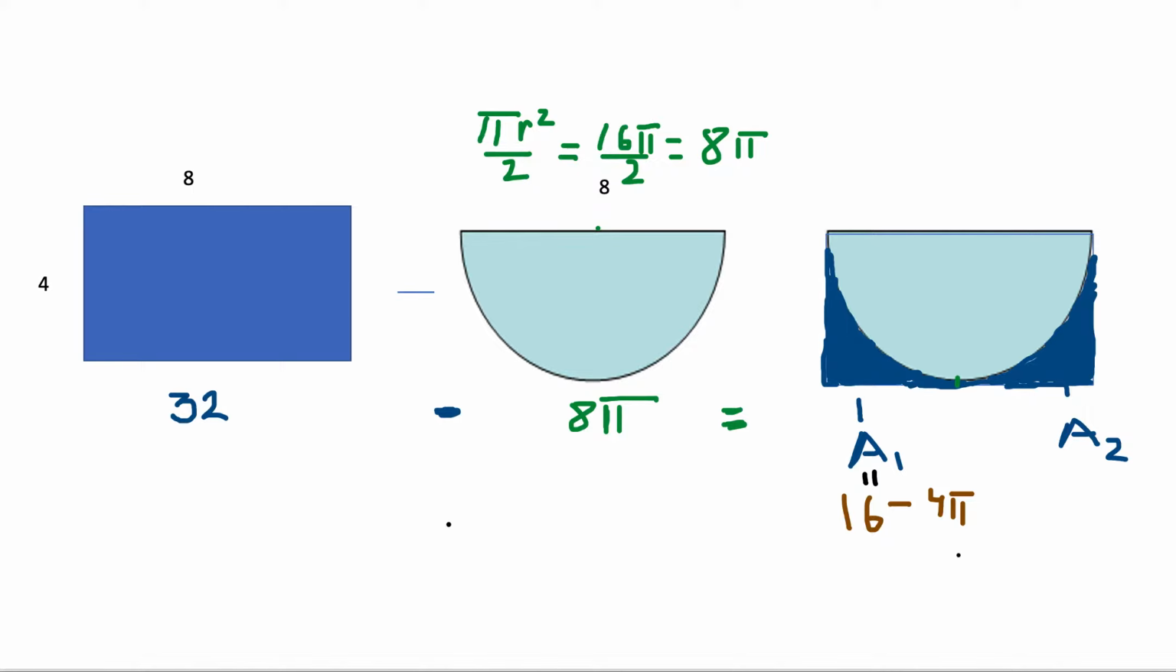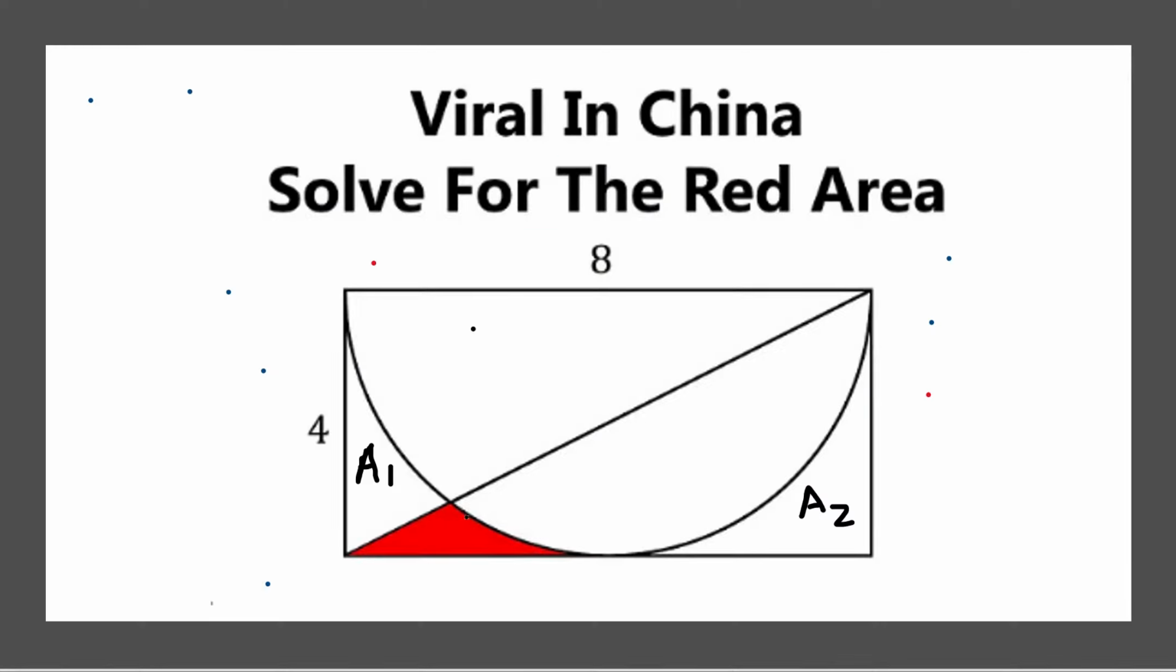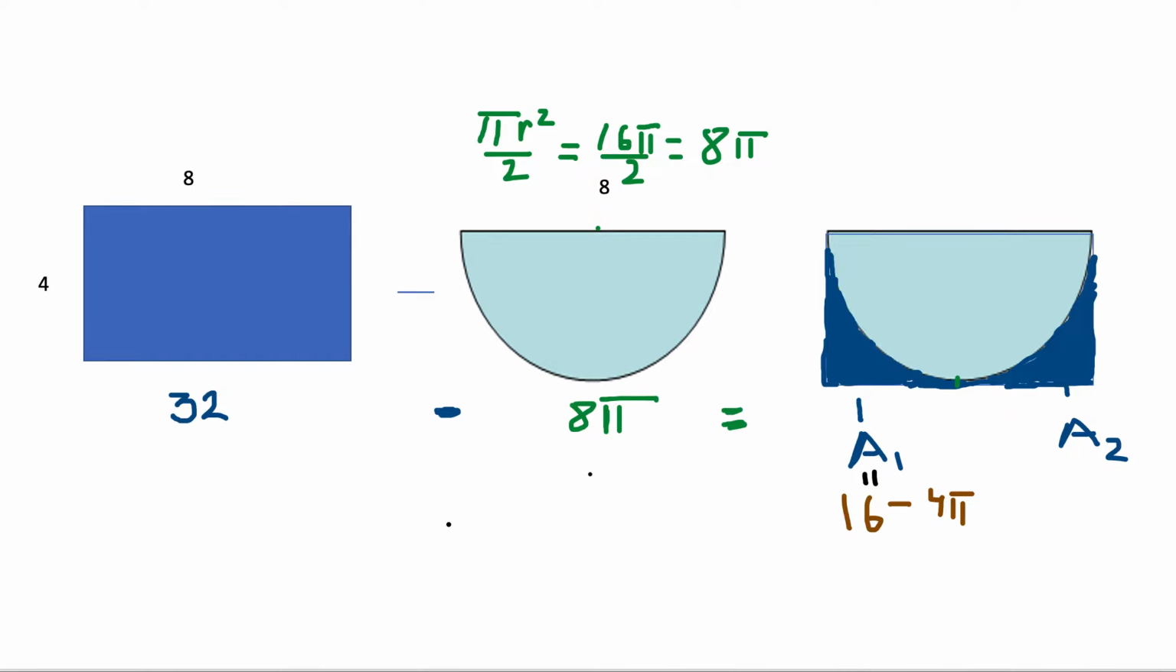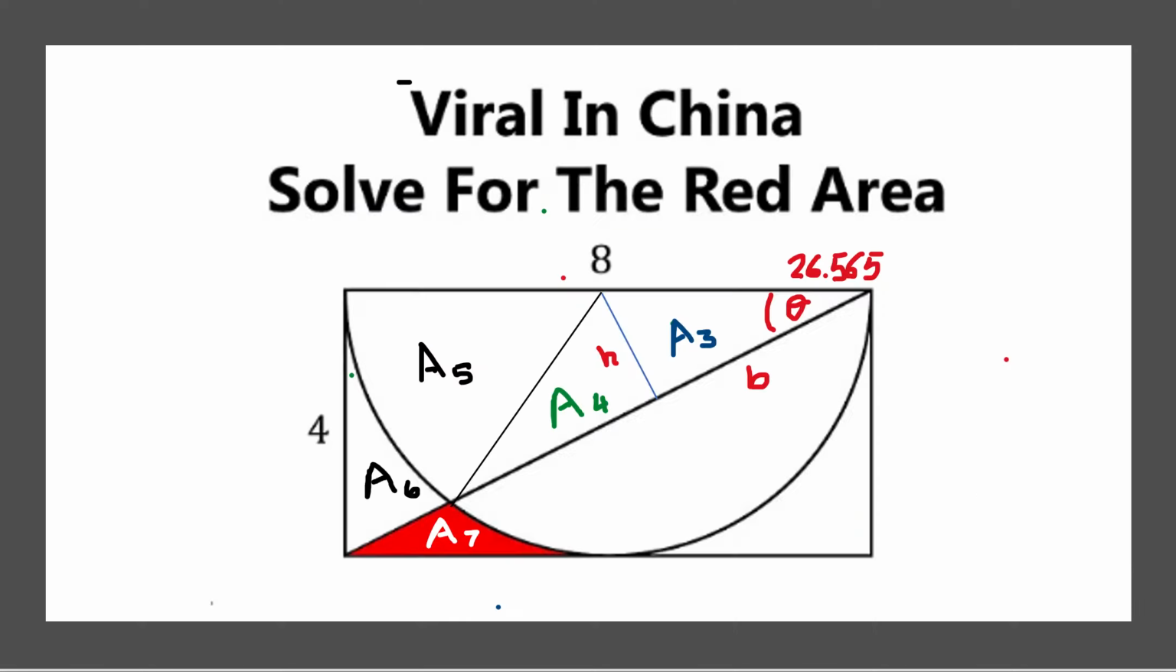But we are interested in just one area, this area that we are calling A1, because here is the red area. So now A1 is 16 minus 4 pi. So let's go now to everything we have: the upper triangle, when it is separated by the circle, is divided into many areas. So A3, A4, A5, A6, and A7.